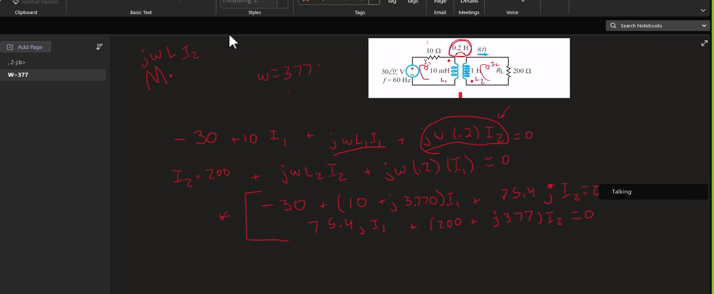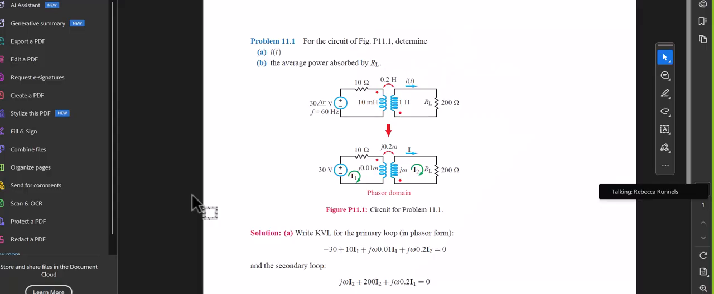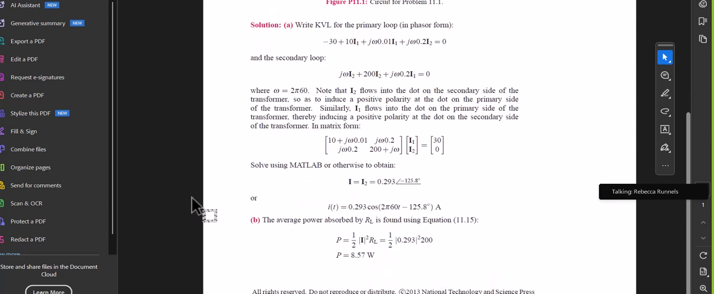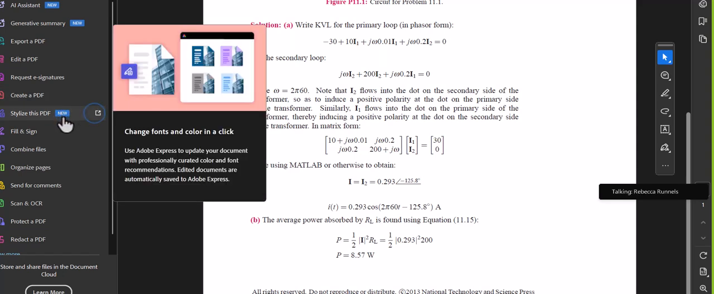So if you want to know what the answers are, I have the equation to find it, but I don't feel like it. It's 0.293 angle negative 125.8.